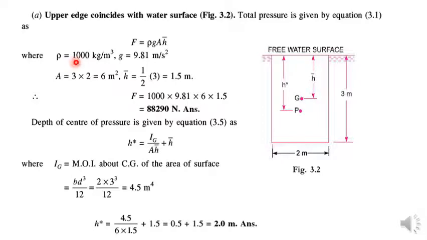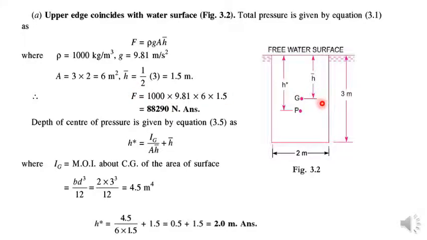This plane surface has been submerged into water, so for the water, density is the standard 1000 kg per meter cube. g is also 9.81 meter per second square. First two parameters are known to us. The third parameter in this equation is the area of this plane surface. It is a rectangular plane surface, so its area is very easy to calculate by multiplying its dimensions: 3 into 2, that is 6 meter square.